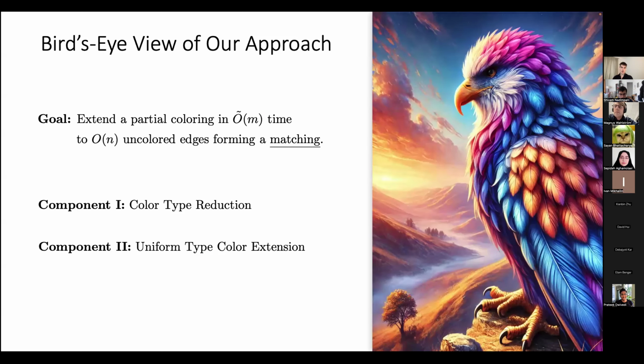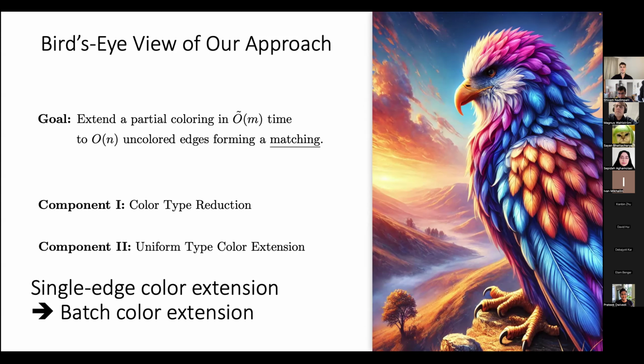Okay, so now I'm just going to describe the high level overview of our algorithm, exactly what it is that our algorithm does. The idea is, like I said before, we want to extend some partial coloring to n uncolored edges that form a matching in near linear time. Our algorithm is composed of two separate components. The first one we'll refer to as color type reduction, and the second one we'll refer to as uniform type color extension.